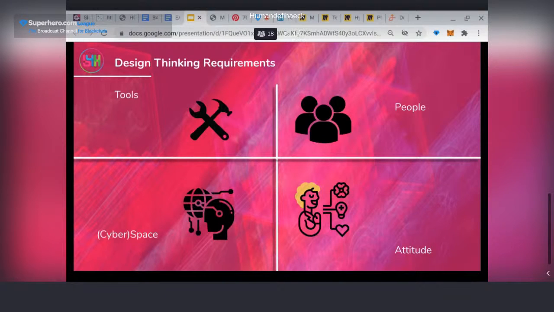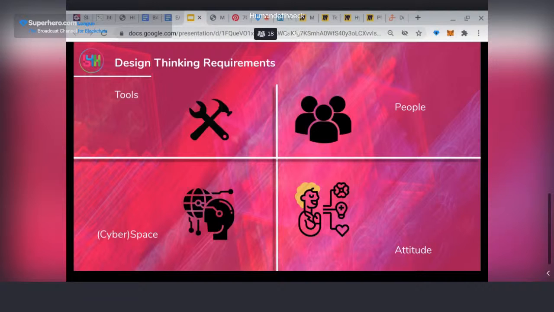Then the space. Design thinking is not designed per se to be in cyberspace, but times are changing and we need to adapt a little bit. So be prepared to assume some challenges that are due to the fact that your team members are not in the same locations. So you need to be more patient with that. But don't worry, we're going to talk about those things.